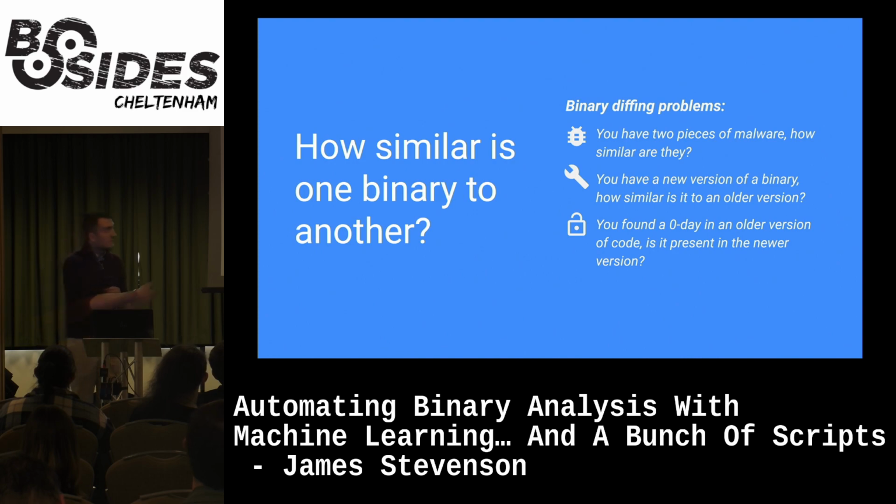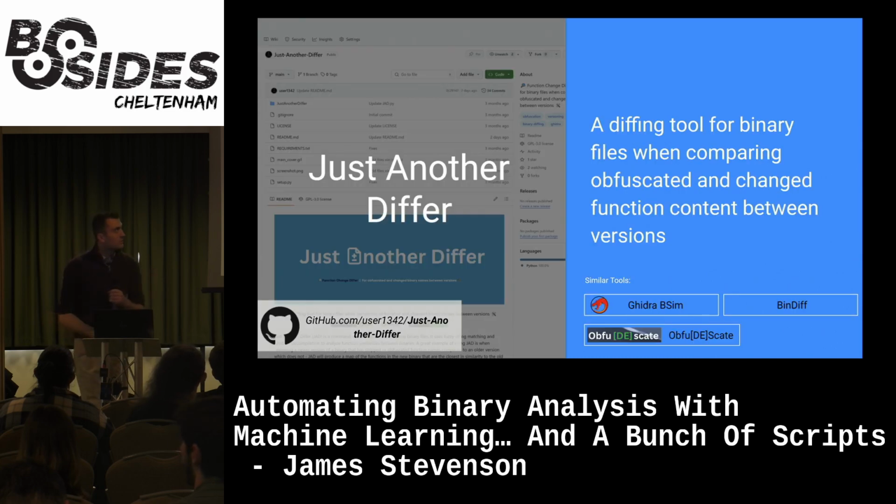And then as a vulnerability researcher, maybe we've identified a vulnerability in an old version of a binary, and we want to see if that vulnerability is present in a newer version of it. So a quick win, a tool that we could use right now to help us solve this, and there's actually a good handful right at the bottom there as well, but we're going to talk about a really simple tool called just another differ. As the name may suggest, it's just another differ.